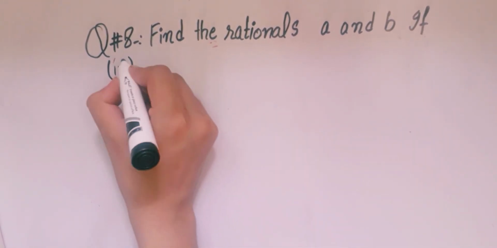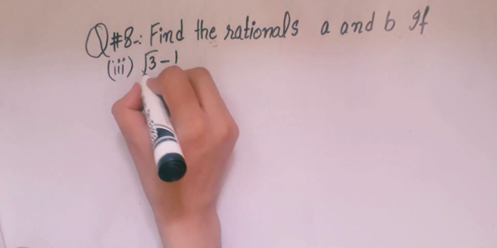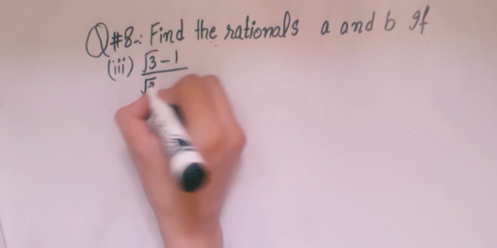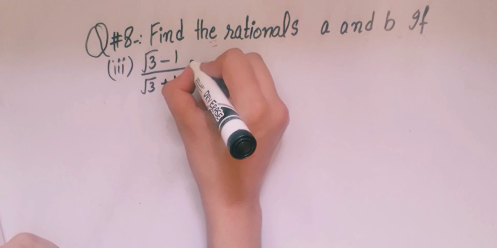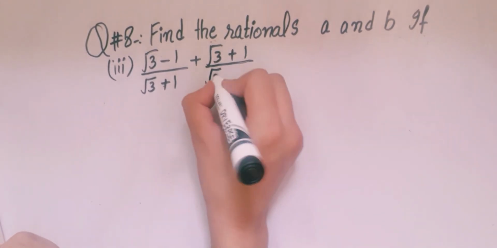And this is the last part of this question. Square root of 3 minus 1 by square root of 3 plus 1 plus square root of 3 plus 1 by square root of 3 minus 1.